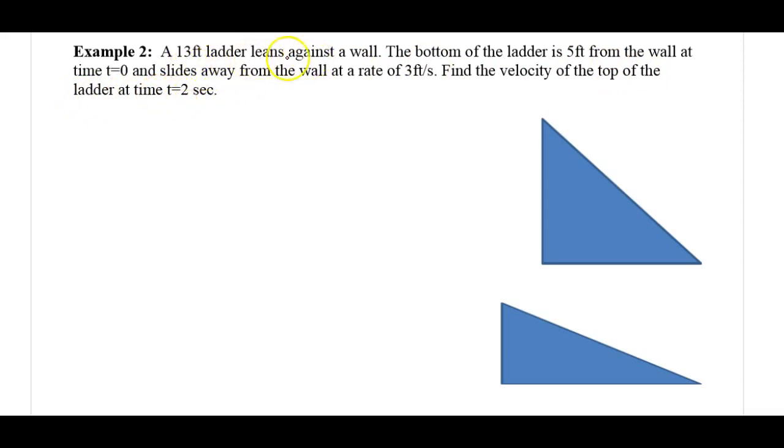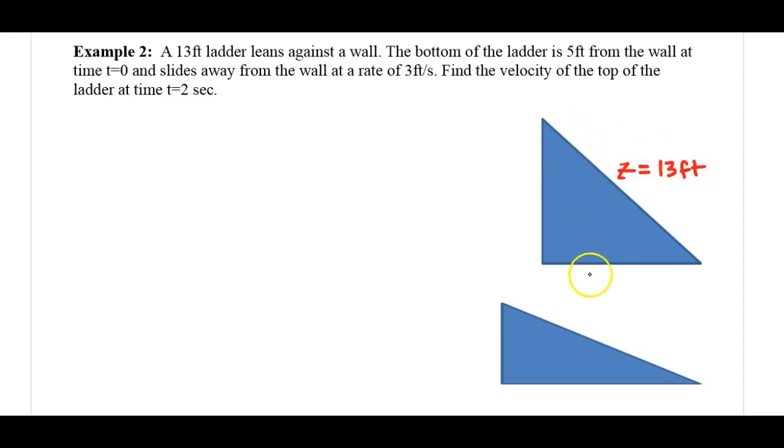So we have a 13-foot ladder leaning against a wall. So this right here is going to represent our ladder, and this vertical part to the triangle is going to represent the wall. Here I'm going to call this ladder Z, and the length of Z is a constant 13 feet. So we don't have a ladder that slides in length. The ladder's length is always 13 feet.